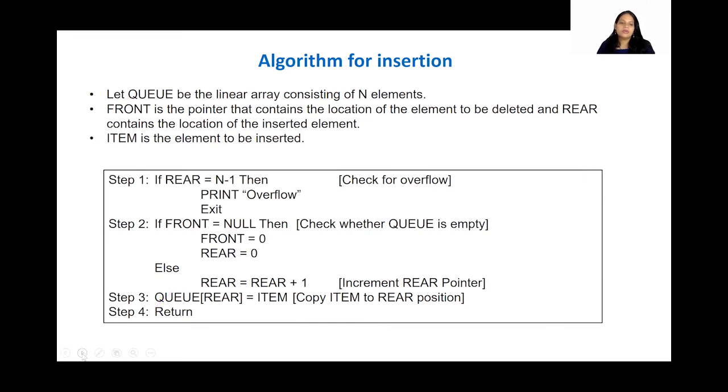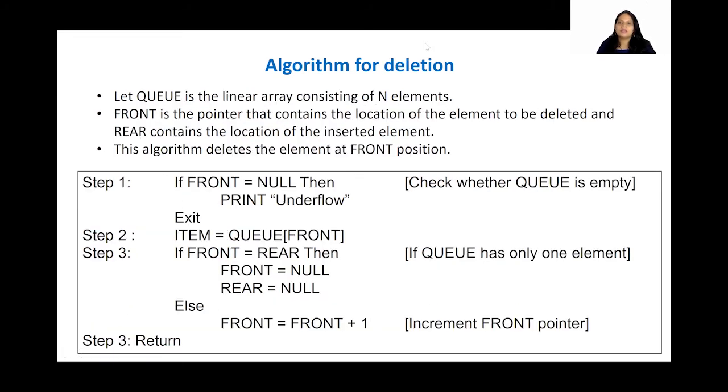Next, let us see how we do the deletion of an item in an array. Now, same condition we are going to use. We are using a linear array. Okay, so Q is the name of the array. Front is pointing at the front and rear is pointing at the rear. And we have n elements here. The algorithm deletes the item from the front, of course, because in the queue we are going to delete the item from the front. So what are the conditions here?